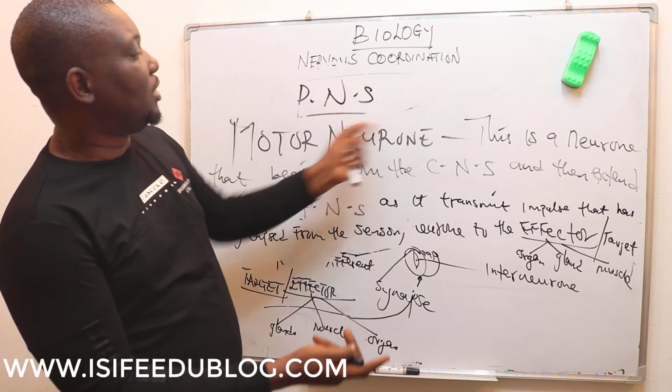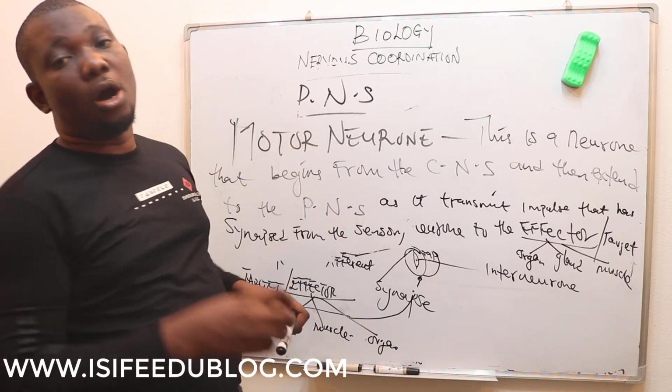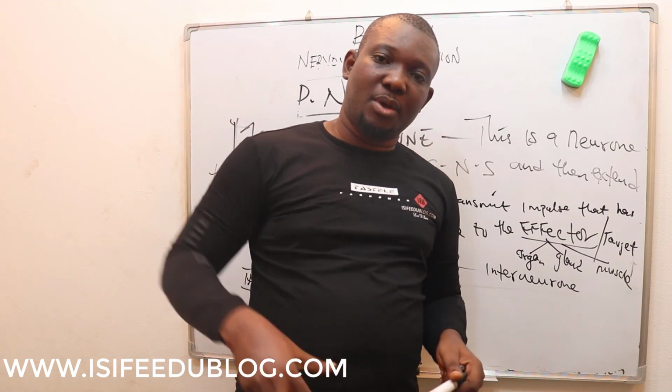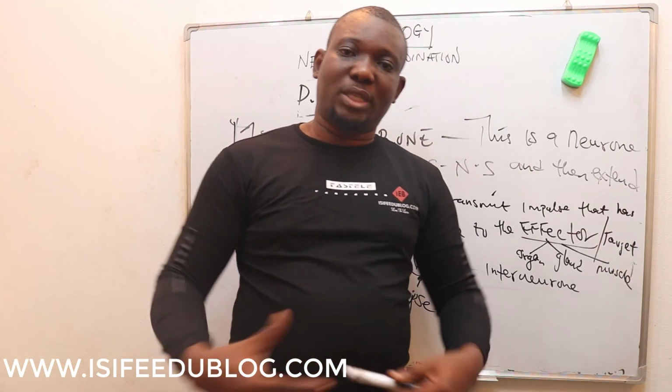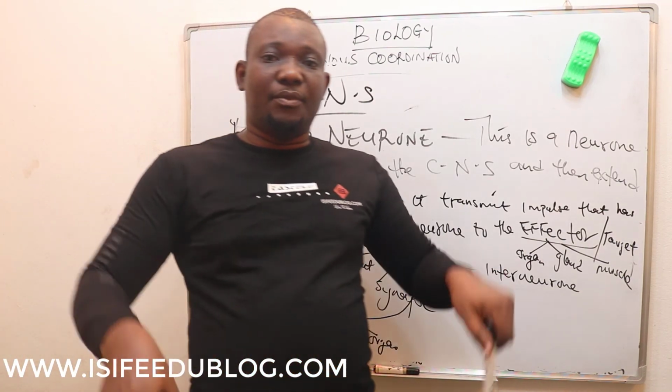So the part of the PNS that regulates all involuntary actions is the autonomic nervous system. We are still going to look at the autonomic nervous system critically and examine what happens in that part of the peripheral nervous system.